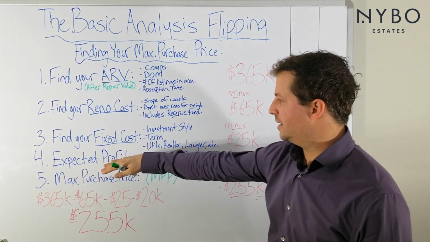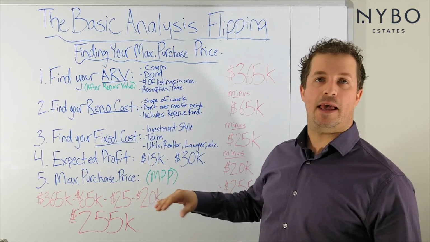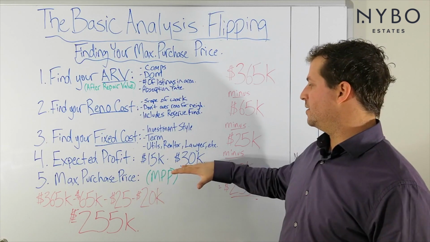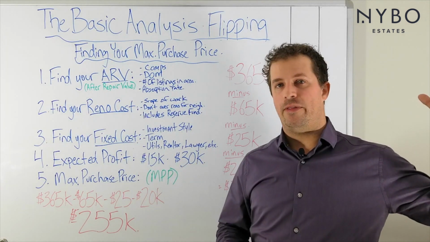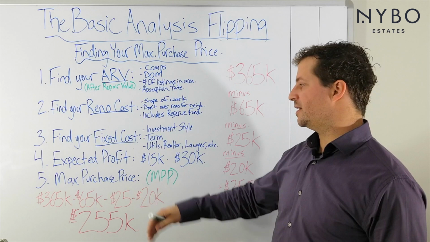So then number 4 is expected profit. So we'll say anywhere from $15,000 to $30,000. It could be a lot more than that, but I would not go any less than 15,000.